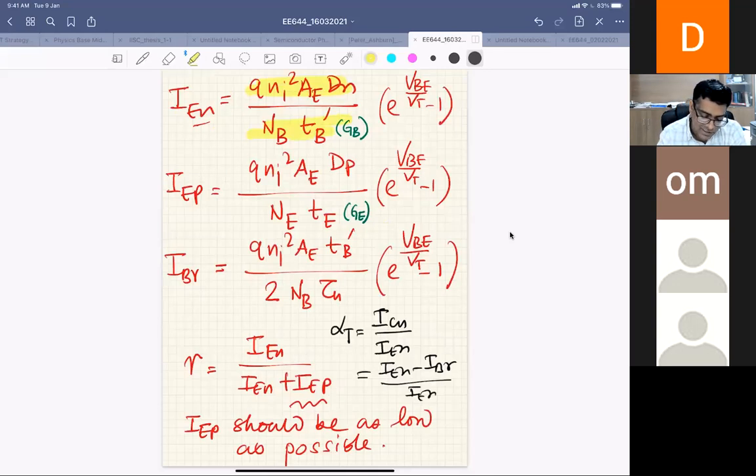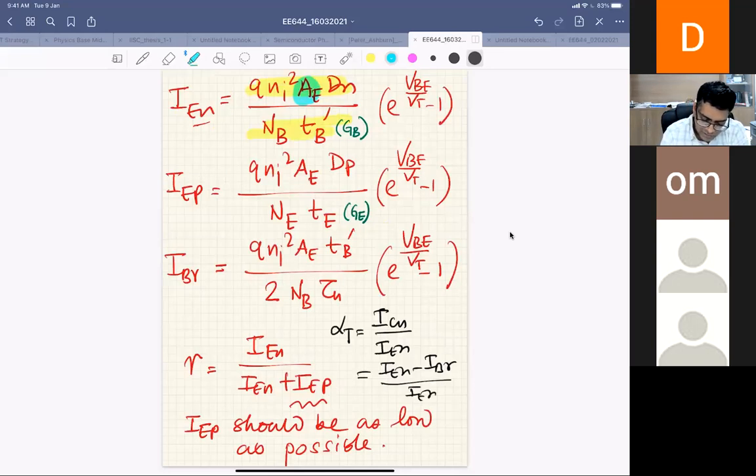So here you see this is the emitter area, right? This is the junction area of the emitter-base junction, and that is the area of your bipolar junction transistor. If you want to see current density, then you have to divide all the currents by this emitter area, right? Emitter area means the area of the transistor.